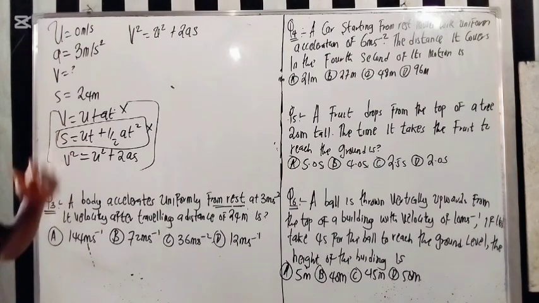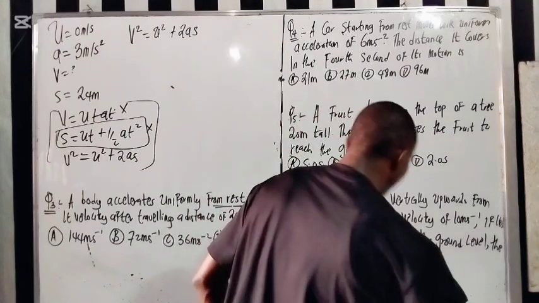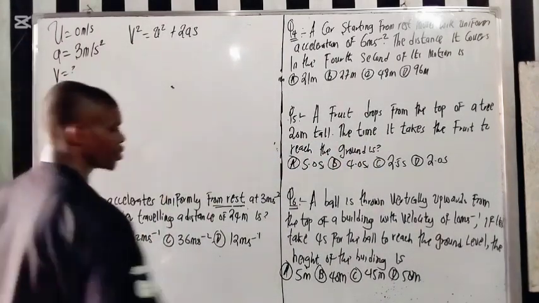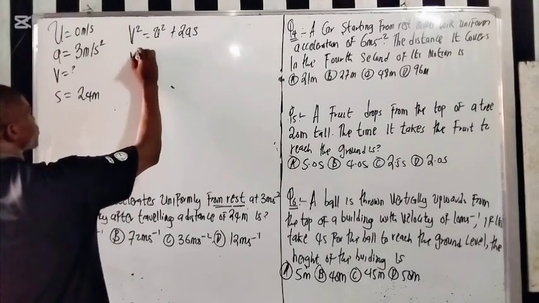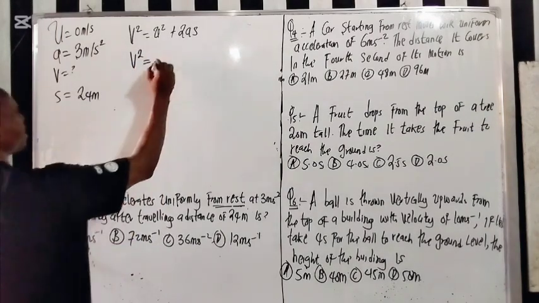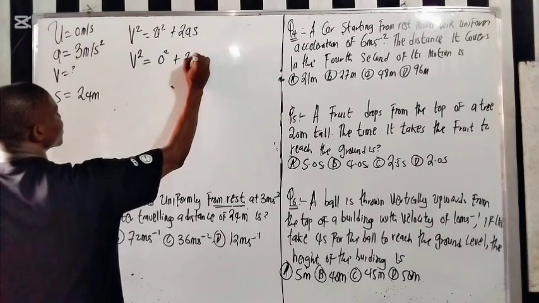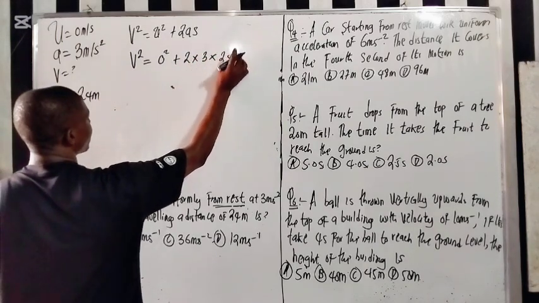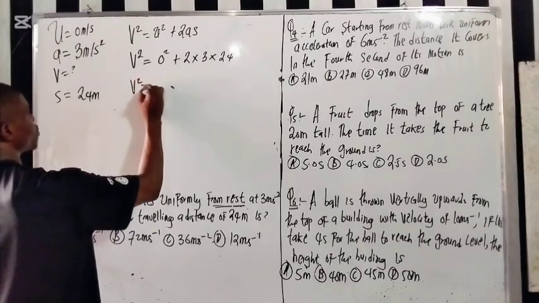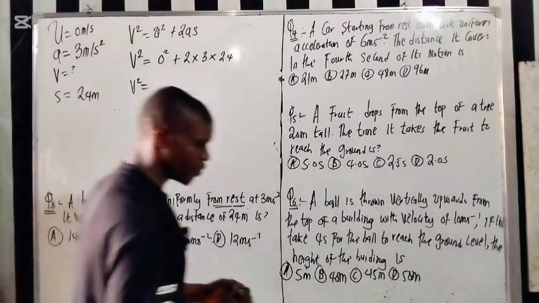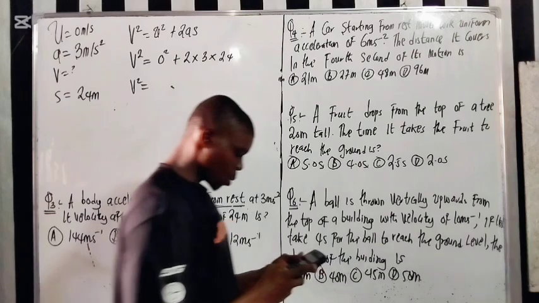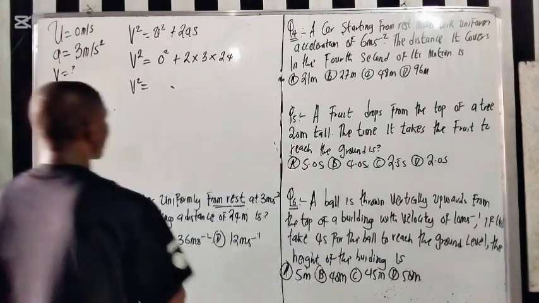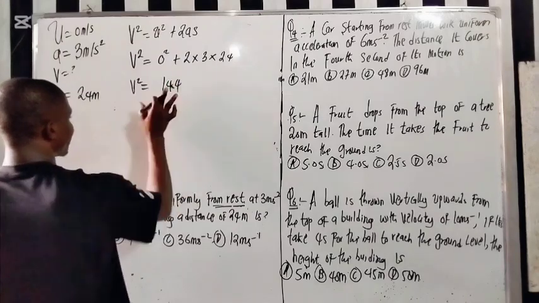So let's substitute our values into the formula now. So you have v squared equals, my u is what? Is 0 squared plus 2 times my a is what? Is 3 times my s is what? Is 24, right? So you have v squared equals 2 times 3 times 24. Let's check it. 2 times 3 times 24. Here we have 144.